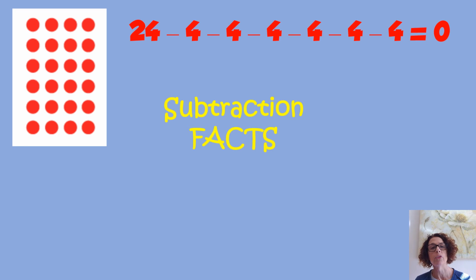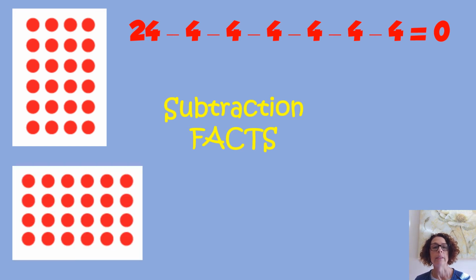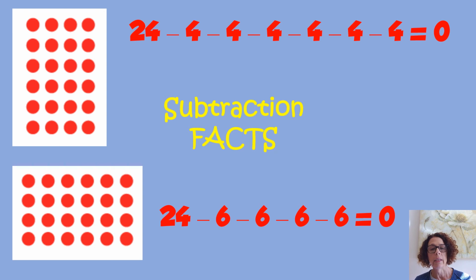Because we're looking at subtraction, we'll start with how many dots are in the array altogether, just like we did for division. And we can say 24 minus 4 minus 4 minus 4 minus 4 minus 4 minus 4 gets us back to 0. And so the other related fact to this is 24 subtract 6, subtract 6, subtract 6, subtract 6 equals 0. So those are the subtraction facts related to the multiplication fact which we began with, 6 times 4.